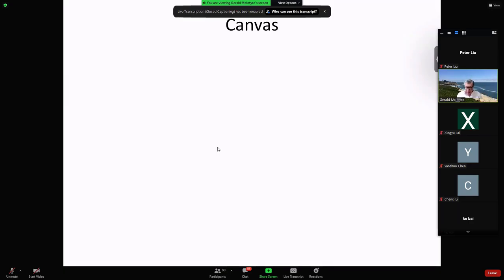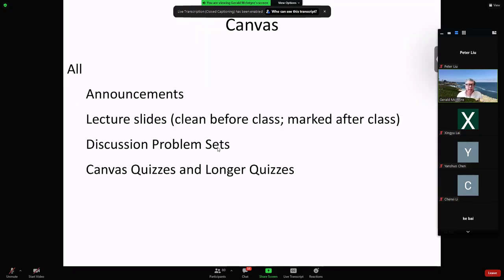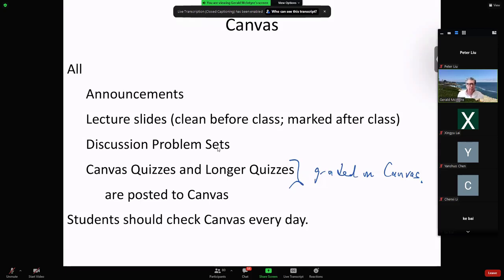Regarding Canvas, all announcements, lecture slides, both clean and marked, discussion problem sets, Canvas quizzes and longer quizzes, I'll come to those in a moment, are posted to Canvas. Everything is posted to Canvas, and these longer quizzes and Canvas quizzes are graded automatically on Canvas. So going through Canvas is going to be crucial for this course. Okay? You should check Canvas every day at least. Okay, and this is for this course material.